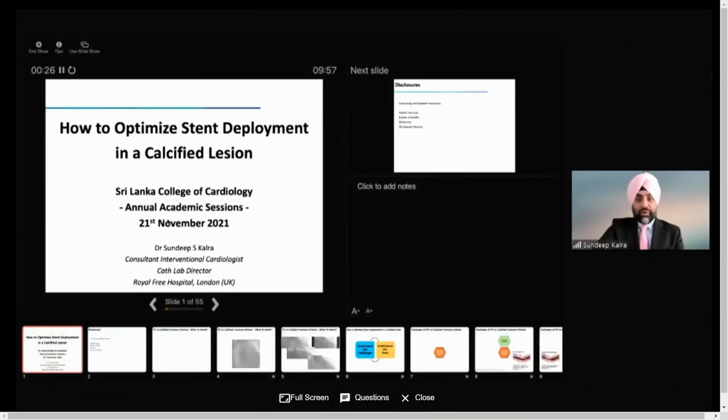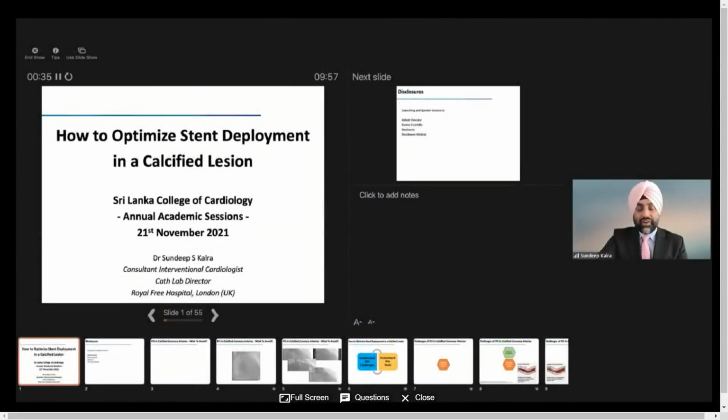Fine. So thank you very much to the Sri Lanka College of Cardiology for this invitation to talk. I was asked to speak about how to optimize stent deployment in a calcified lesion. So I'm going to try and keep this as clinically focused as I can and use a couple of cases in the box to describe how I would approach optimizing stent deployment in a calcified lesion.